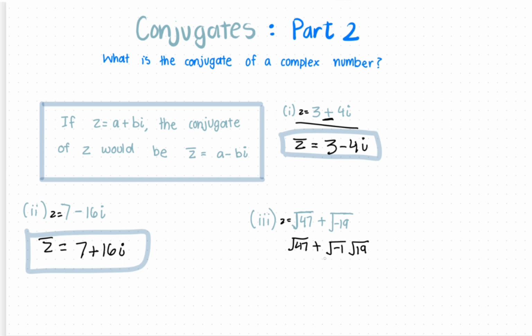Then you see that, oh, okay, we have a square root negative 1. We know that the square root of negative 1 is i. i is equal to the imaginary number, which is the square root of negative 1. So this is still z, so z is equal to square root 47 plus square root 19 i. Then it's just a matter of switching the sign. So the conjugate would be square root 47 minus square root 19 i. And that would be our answer.